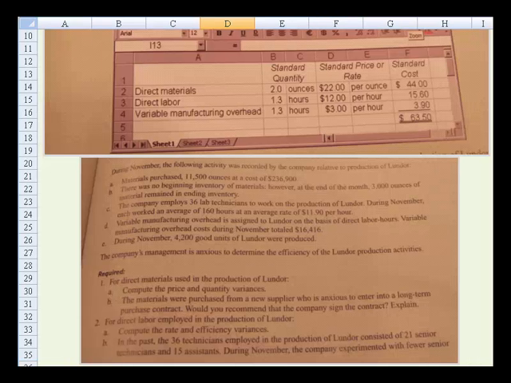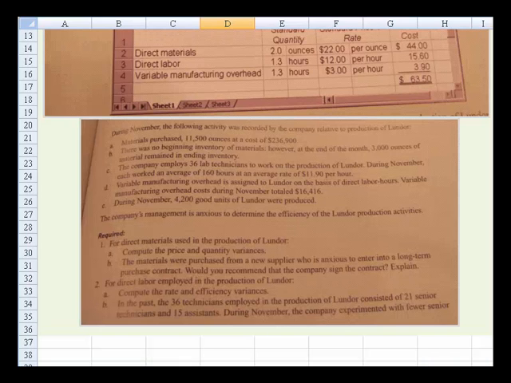Part 2B says, in the past, the 36 technicians employed in the production of Lundor consisted of 21 senior technicians and 15 assistants. I may have cut off the bottom, so let me read it from the source. During November, the company experimented with fewer senior technicians and more assistants in order to save cost. Would you recommend that the new labor mix be continued?